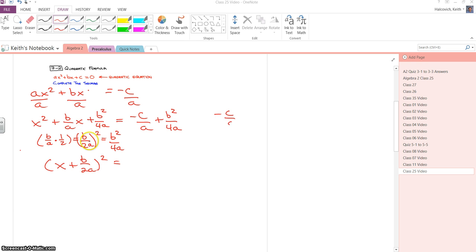Here, negative c over a plus b squared over 4a, when I get a common denominator, so I got to multiply by 4a. I'm going to get b squared minus 4ac all over 4a. That's what happens when I get a common denominator. So that's what goes over here.